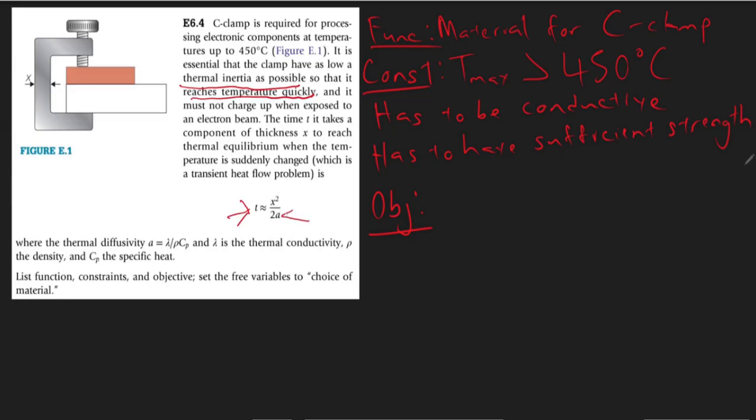So in order to do this, we need to increase this value A, based on this relationship, and A is giving us thermal diffusivity. So the objective of this question is to increase thermal diffusivity. If you increase thermal diffusivity, then you can reduce the time to reach equilibrium, and therefore reduce thermal inertia. That means we are trying to maximize diffusivity. Then the last one is the free variable, which is given here. The free variable can be the choice of material.